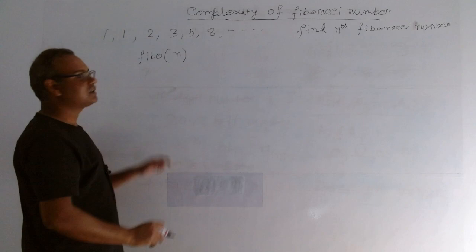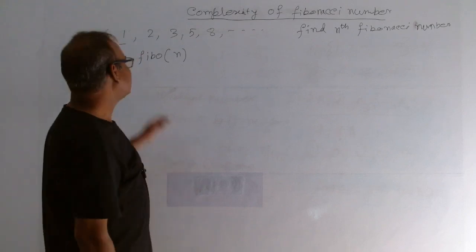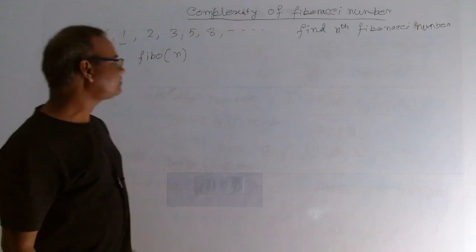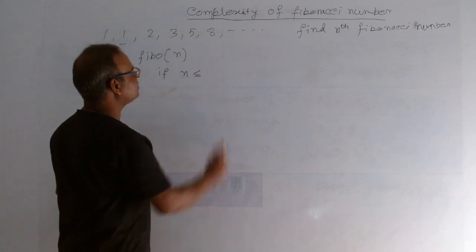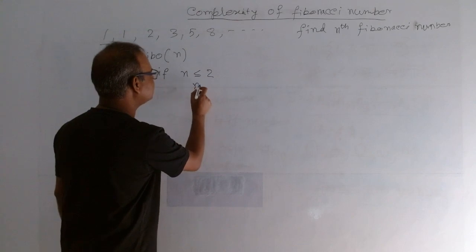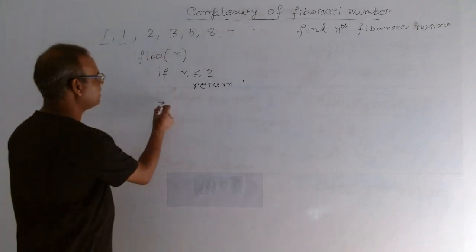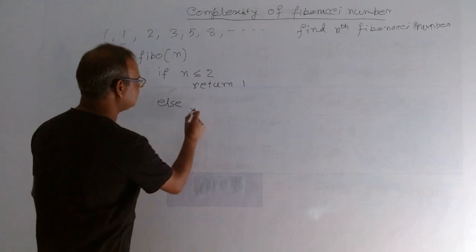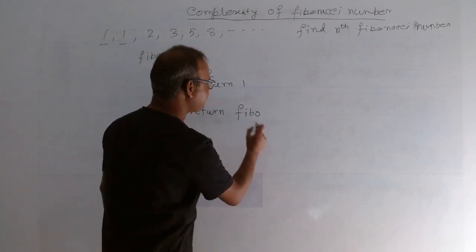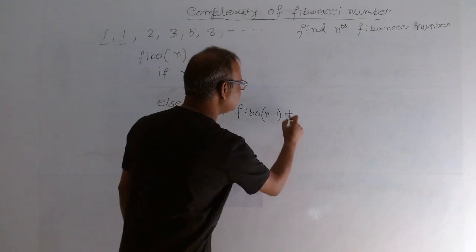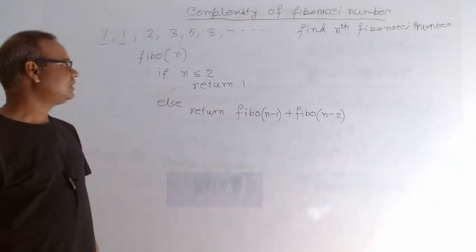First we will check these two elements are given. The first two elements are always given. The first number is 1, the second number is 1, and the rest of the numbers will be computed. So we can simply write a program. If n is less than or equal to 2, return one. Otherwise, return Fibo of n minus 1 plus Fibo of n minus 2, and the program will work.